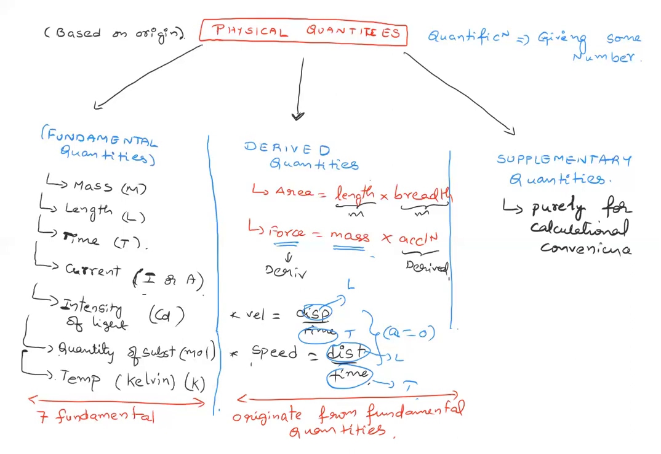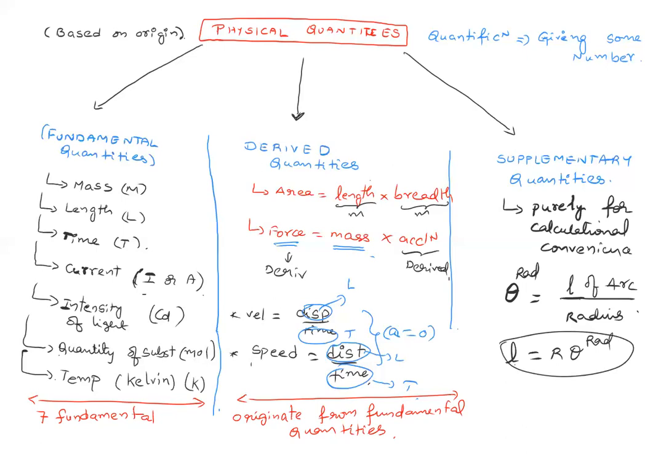For example, angle theta is measured between two lines. Theta in radians is the length of the arc divided by the radius. So your length is r times theta in radians. Supplementary quantities you define for convenience's sake.